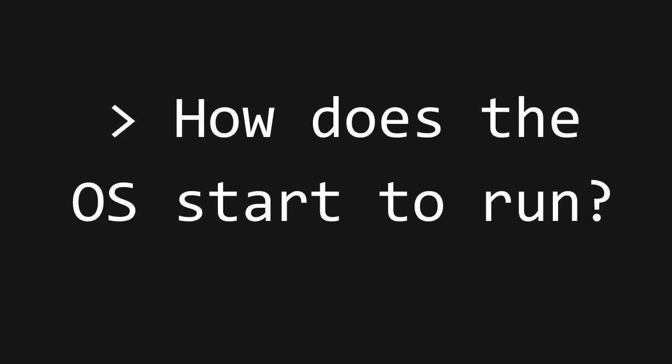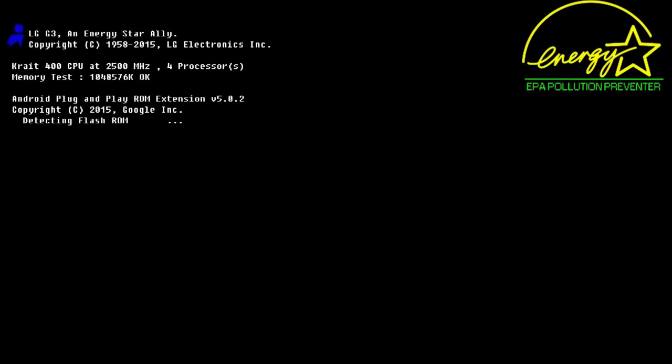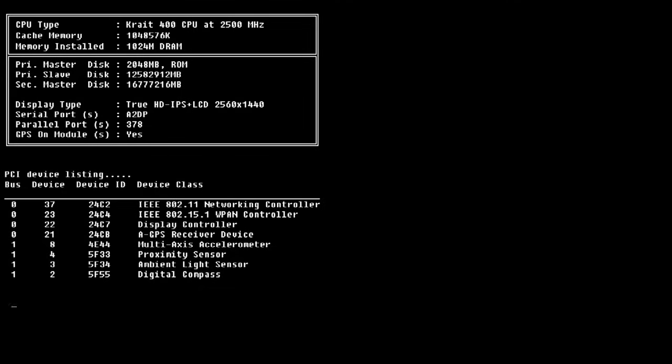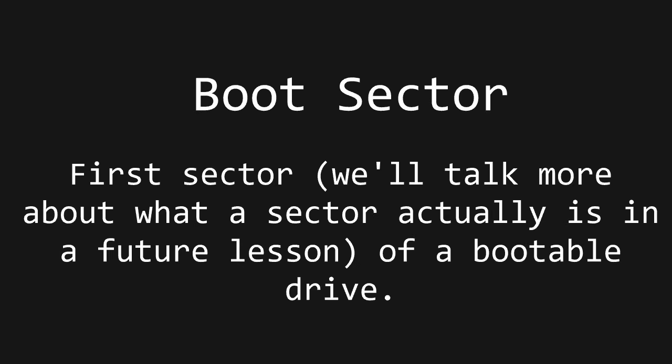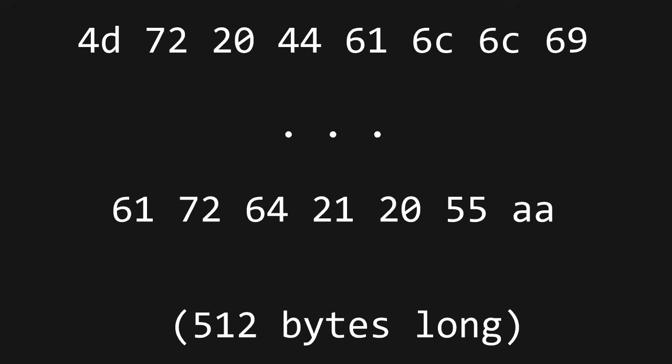How do you get the OS to start up? When you turn on a computer, the first thing it does is it looks for an operating system. How does it know where the beginning of the operating system is located in memory? It looks for a part of the memory called the boot sector. The boot sector usually is the first sector of a bootable drive, which can be a USB or a floppy disk, whatever. In general, the boot sector is recognized because it is a 512 bytes long piece of binary code that ends with the hexadecimal number 55AA.